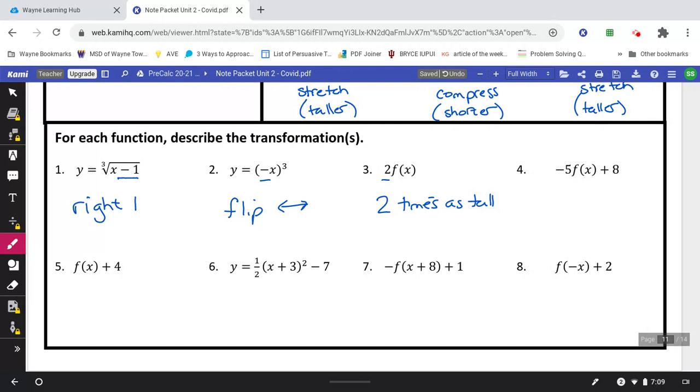Problem number 4, you have a lot going on. First, you have this negative in front of the 5. So that's going to flip it up, down, since it's out in front. You've got the 5, which is going to make it 5 times as tall. Then you've got the plus 8 at the end, which is going to move it up 8. So take a little bit of time, see if you can fill in the transformations for 5 through 8.